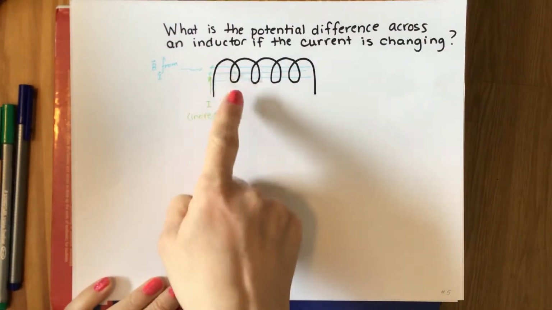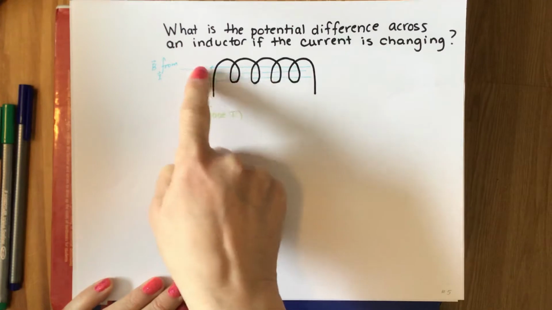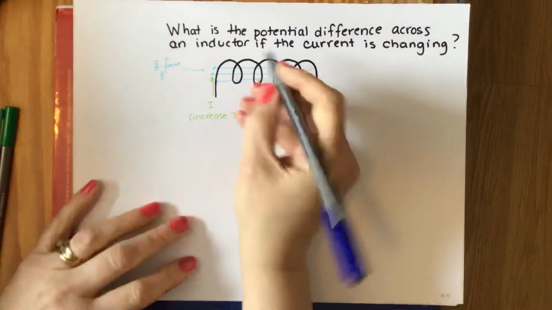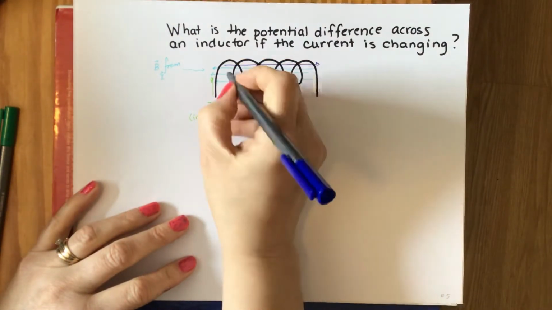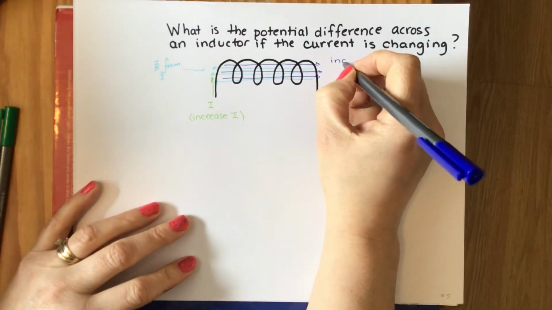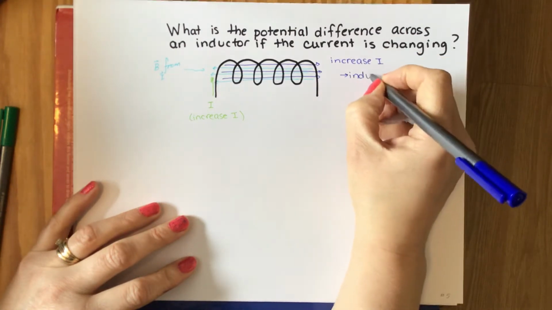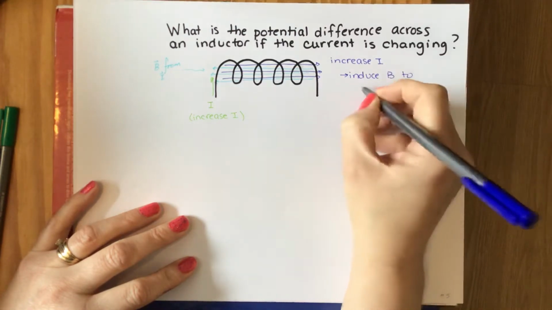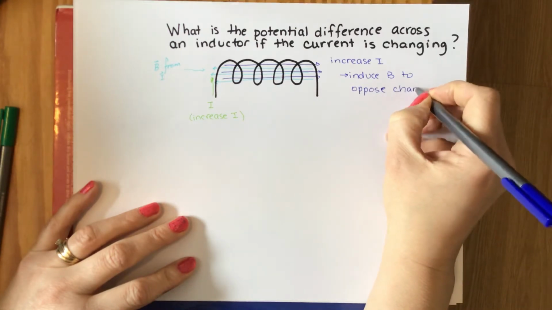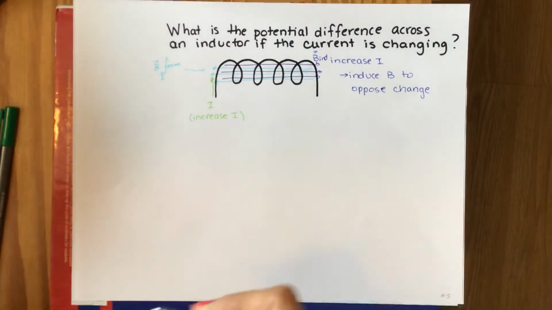If we increase current I, we're increasing the strength of the field that points this way. If we're increasing the strength of the field that points this way, we must induce a field that points the other way. And that comes from Lenz's law. So if we increase I, we induce B to oppose the change. So this is our induced magnetic field. It opposes the change that we made.